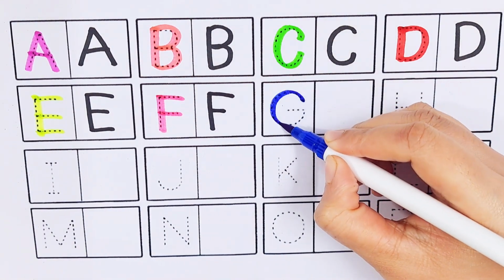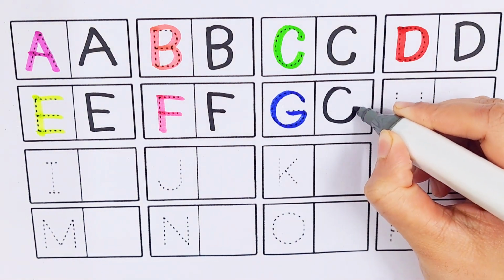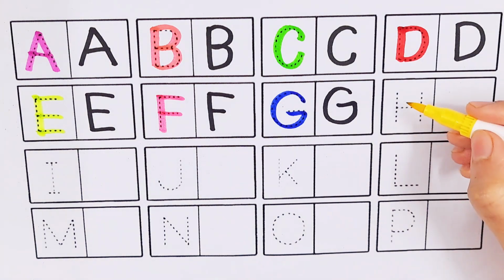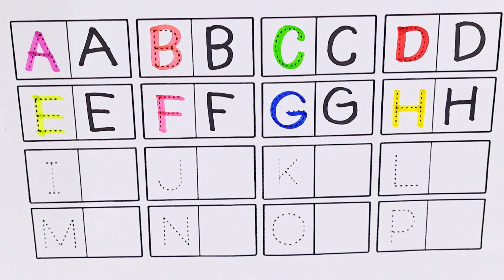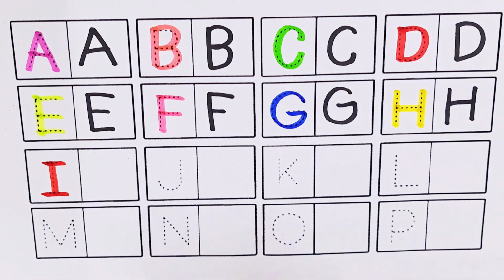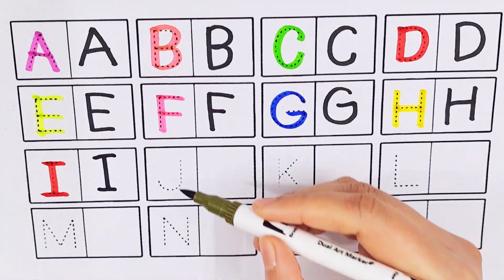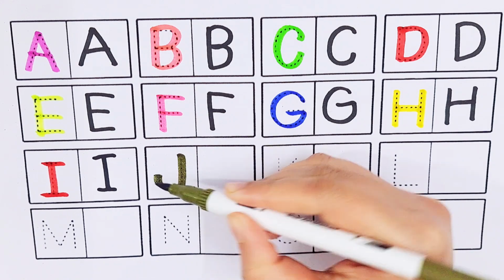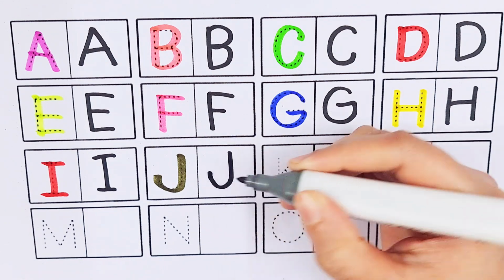G. G for goat. G. G for grapes. H. H for hand. H. H for house. I. I for iron. I. I for ink. J. J for jacket. J. J for juice.